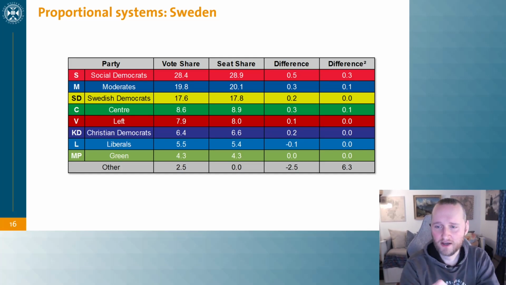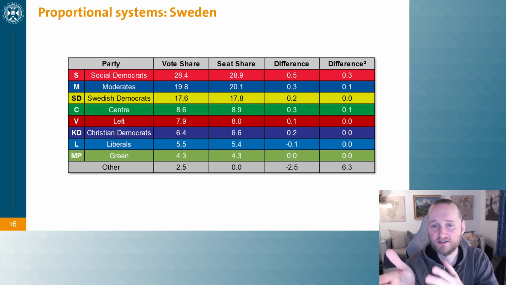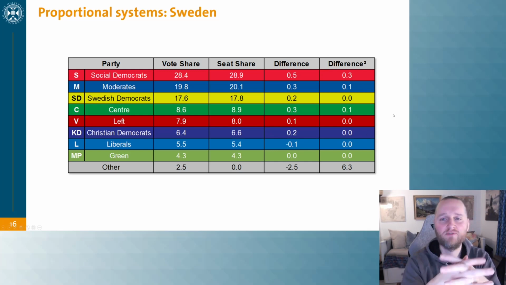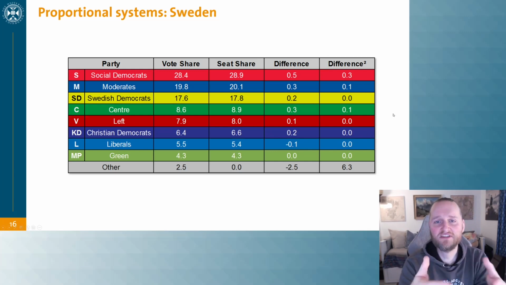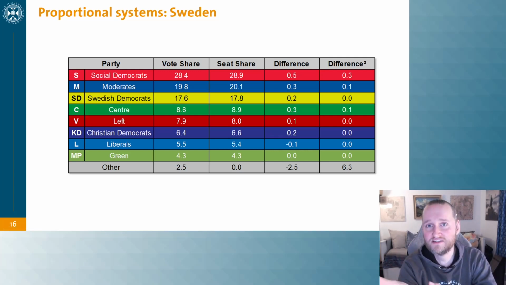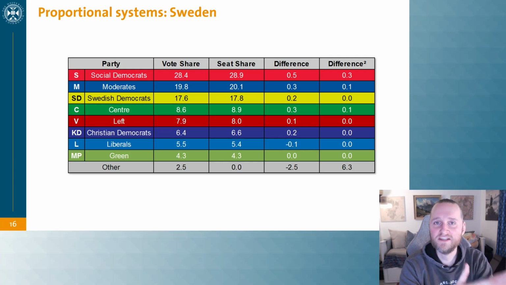Now you see here a quick graph that just shows you the vote share that a party received and the seat share that they ended up with. And you see the difference between the two numbers is very slim. The difference squared just means it takes into account minus and plus values in the same way. And what you can see here is simply that the Swedish system is very good at allocating exactly the share of seats to a party based on exactly the share of the votes that it got.